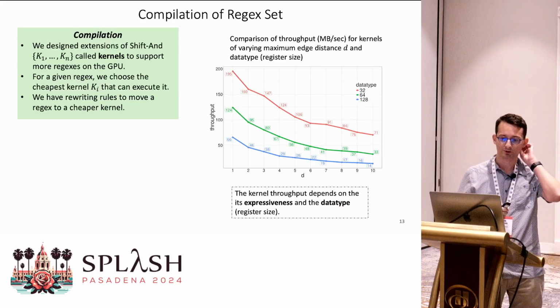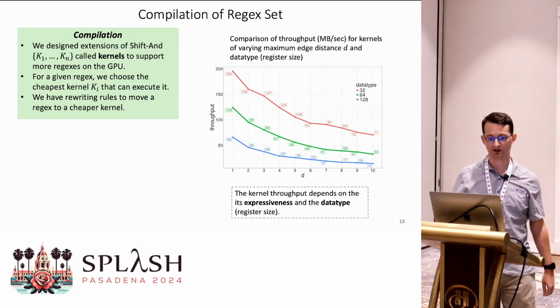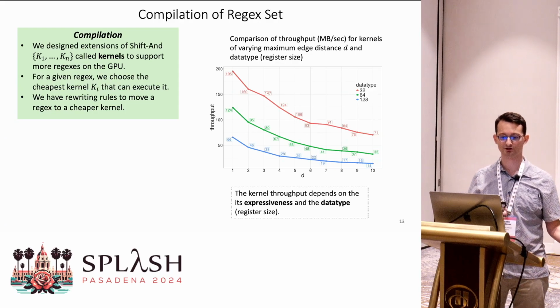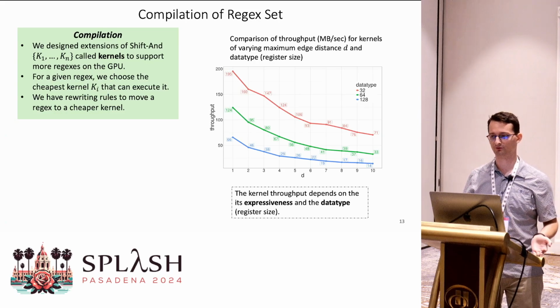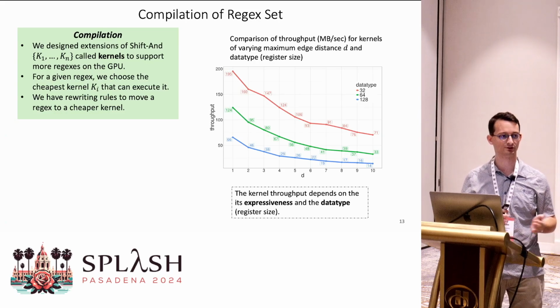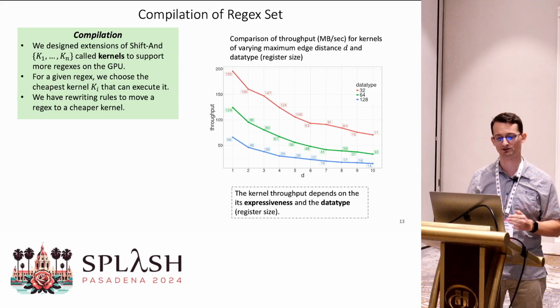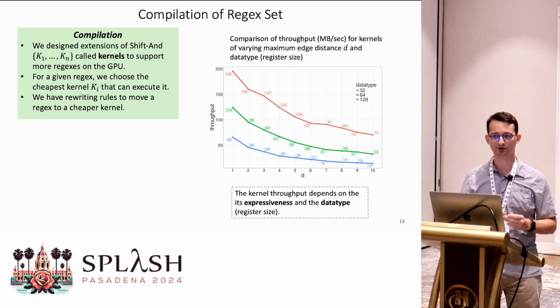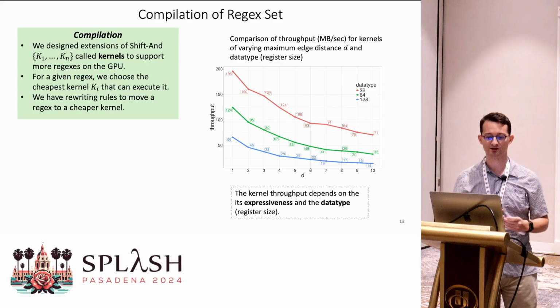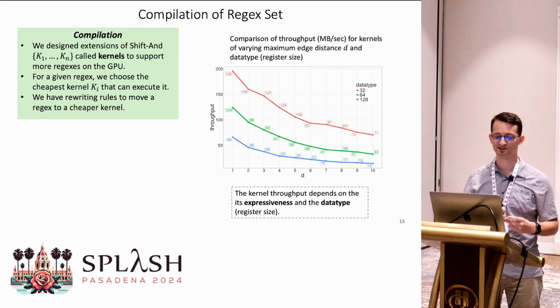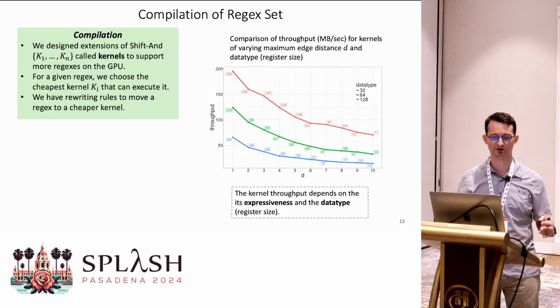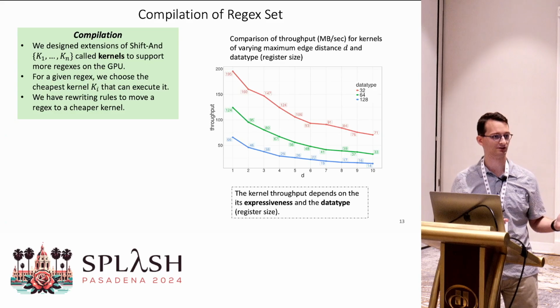We have many extensions of shift-and that we call kernels that are used to support regexes on the GPU. For a given regex, we're going to choose the cheapest kernel that can execute this regex. How do we know which one is the cheapest? It's because one property of shift-and is that it's input independent, because it doesn't depend on the active states. So we know exactly what the performance is going to be like.